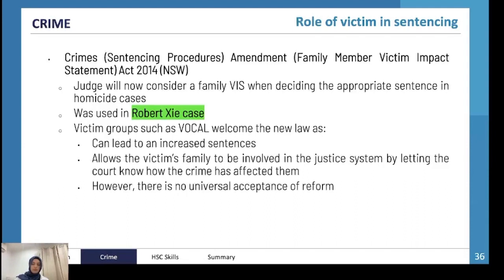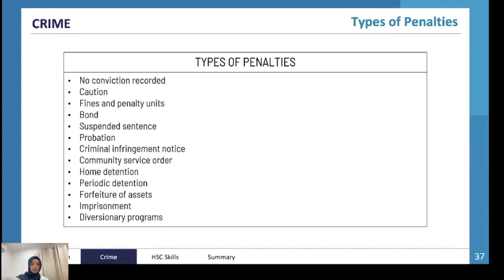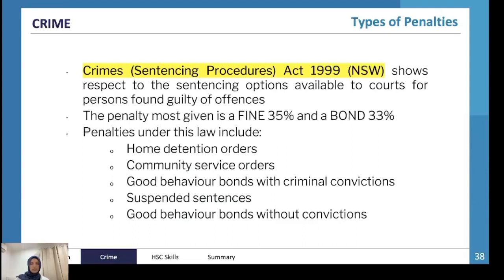So what are the types of penalties? Well, we've got a bunch of different penalties that are considered, such as no conviction, caution, fines, bonds, suspended sentence, probation, etc. The Crimes Sentencing Procedure Act sets out the sentencing options available to courts for persons found guilty of offences. So the penalty most given is a fine and a bond, 35% and 33% respectively. So penalties under this law include home detention orders, community service orders, good behaviour bonds, etc.